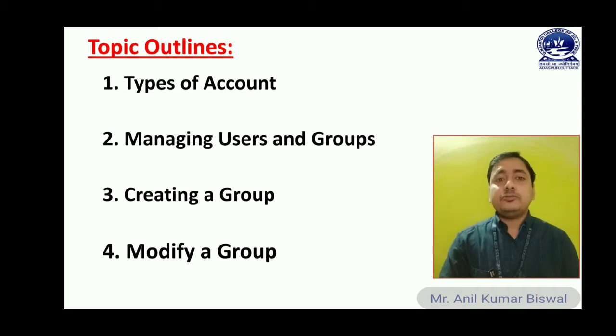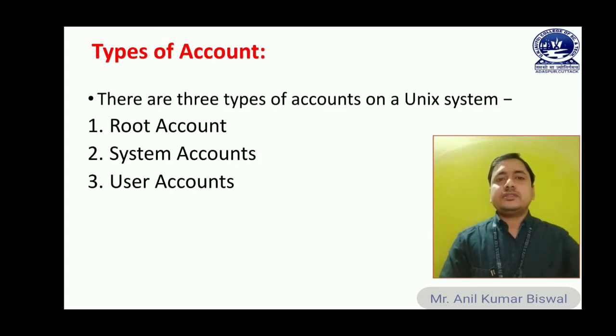Then we are learning how to manage users and groups, creating a group, and then modifying a group. So these are some criteria through which you can manage some system contents of this Unix system. Now we can learn what the different types of accounts are. In this topic, generally three types of accounts are used on a Unix system. The first account is named the root account. Then the next account is known as the system accounts. Then we are learning the user accounts.